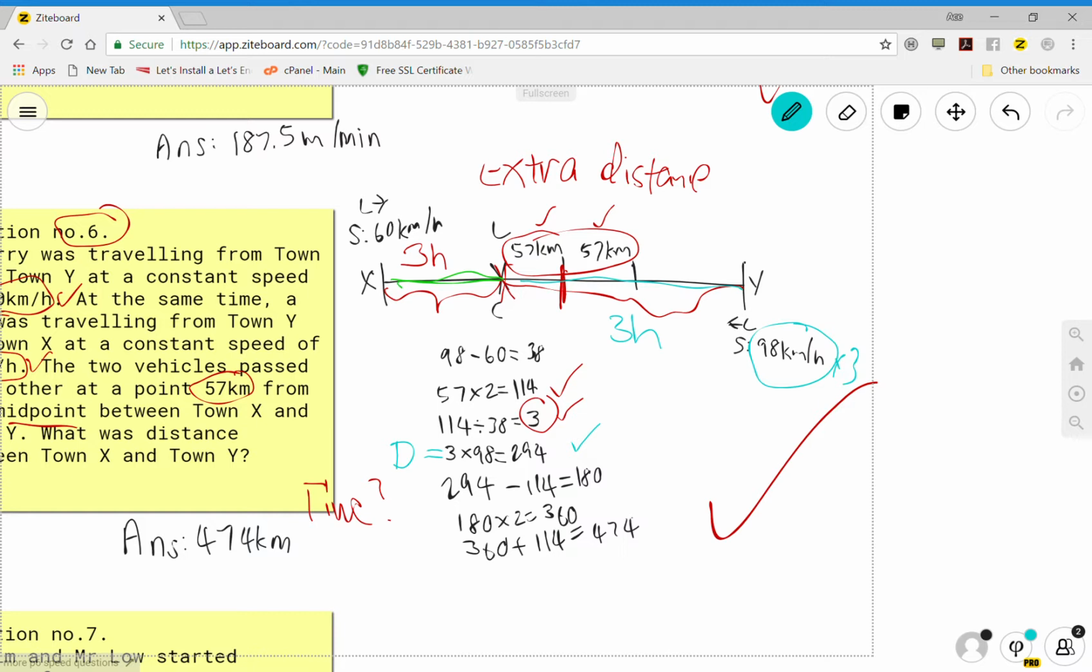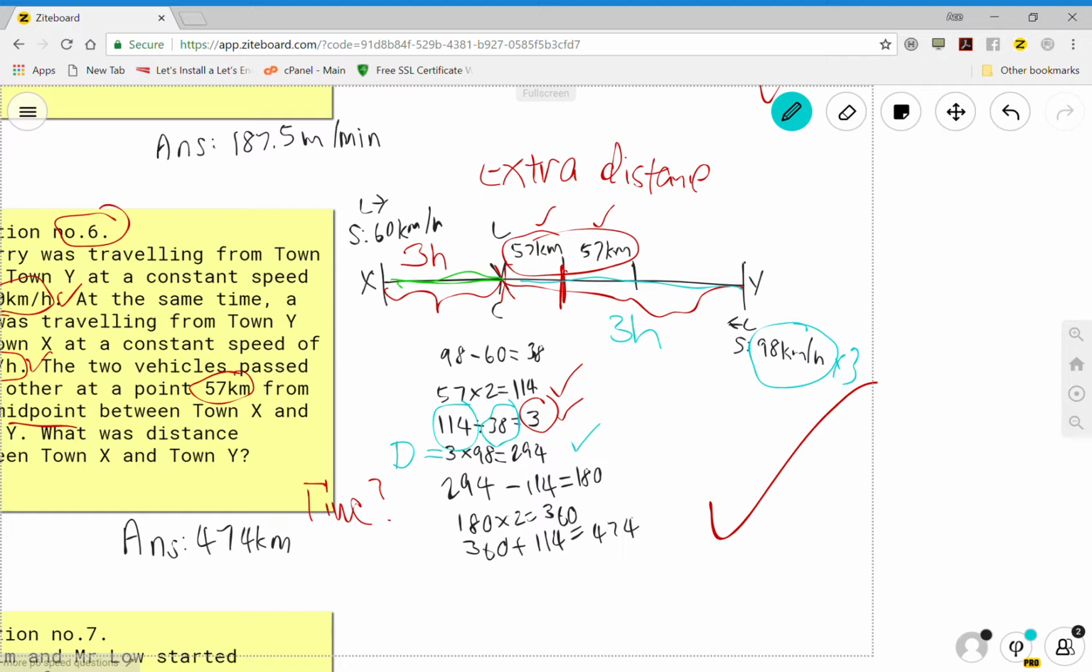Oh, no. It's the extra. Yes, correct. Why is it like that? Let's try to understand it this way. You see, you're dividing by 38. Can you see that? Now 38 is the extra speed. So when you take the extra distance, which is 114, and divide by the extra speed, you find the time required to cover that extra distance.